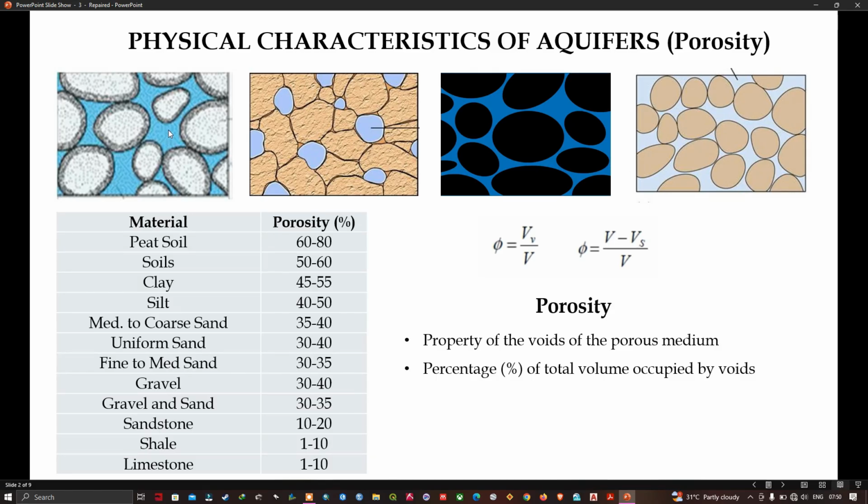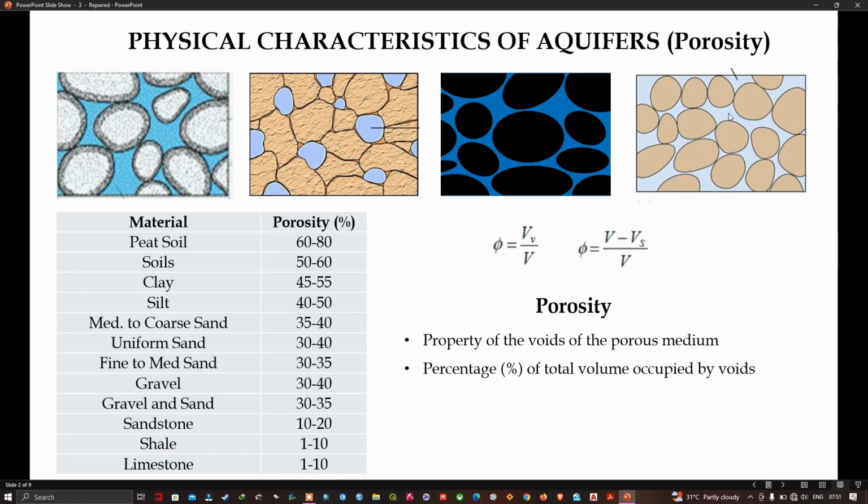These are the voids between the sediments, and these voids may be filled with water or may be filled with air. For example, in this image you can see this void space is completely filled by water, and similarly in this image the void space is completely filled by water, but in this case it is not filled by water, it is filled by air. So actually this is porosity.